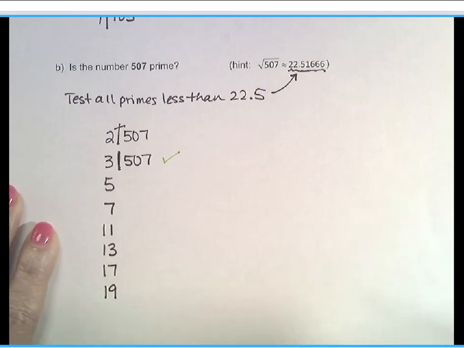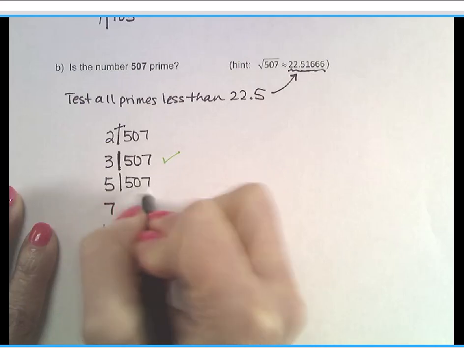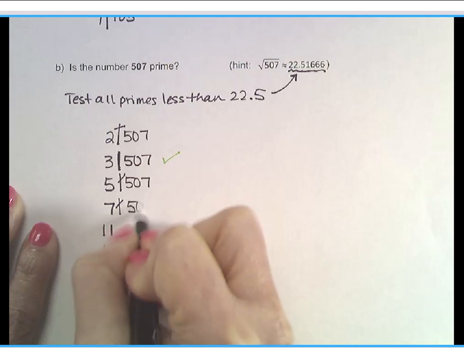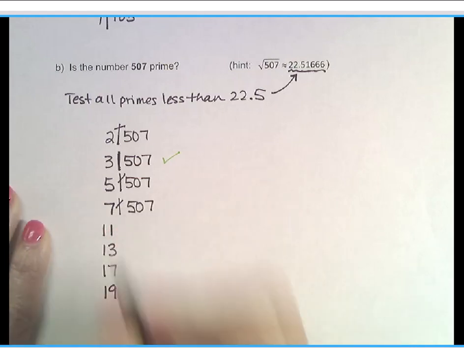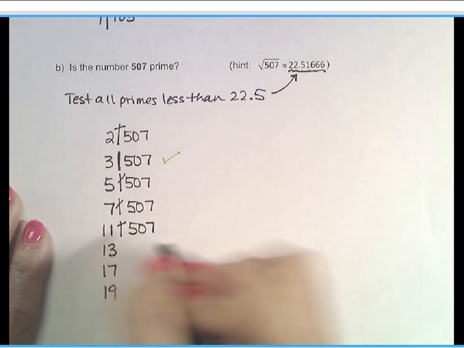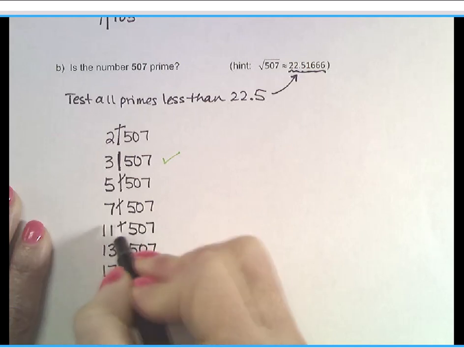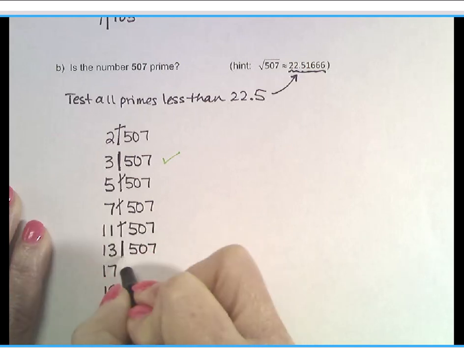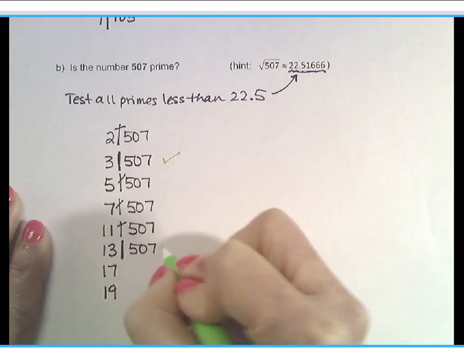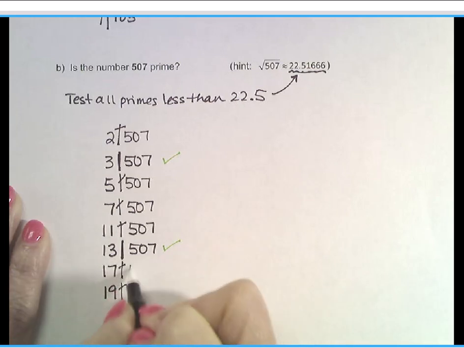But for the sake of finishing this out, does 5 divide 507? No. I will tell you 7, if you use a calculator, 7 does not divide 507. We also didn't learn the rule for 11, but 11 does not divide 507. But 13 does. Some of these bigger ones you could try with a calculator because we didn't use a rule for those. 13 actually does divide 507. 17 and 19, it turns out they do not.